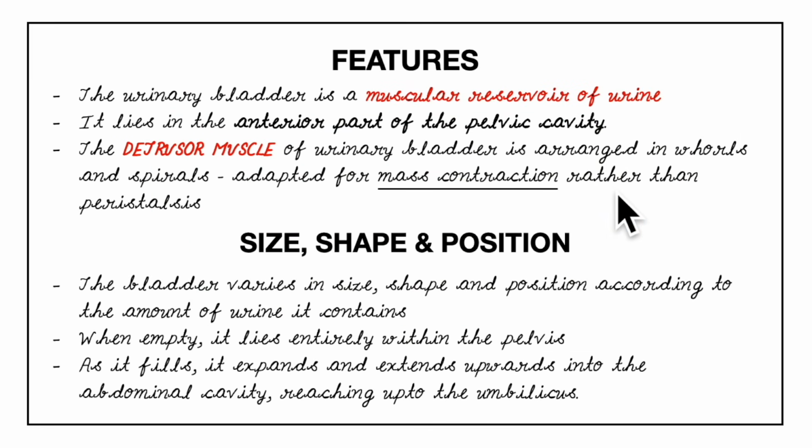Summarizing the important points that we learned till now, the urinary bladder is a muscular reservoir of urine. It lies in the anterior part of the pelvic cavity. The detrusor muscle of the urinary bladder is arranged in whorls and spirals, adapted for mass contraction rather than peristalsis. Looking at the size, shape and position, the bladder varies according to the amount of urine it contains. When empty, it lies entirely within the pelvis. As it fills, it expands and extends upwards into the abdominal cavity, reaching up to the umbilicus.